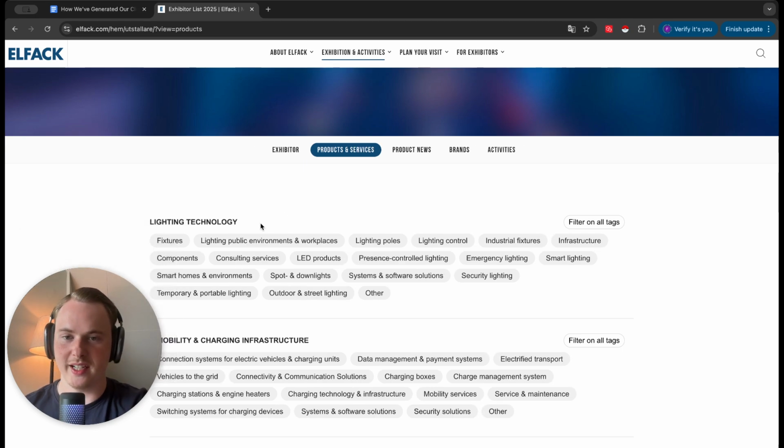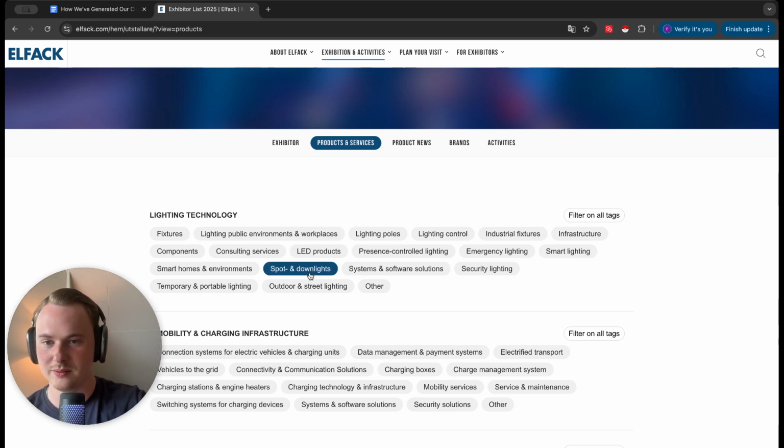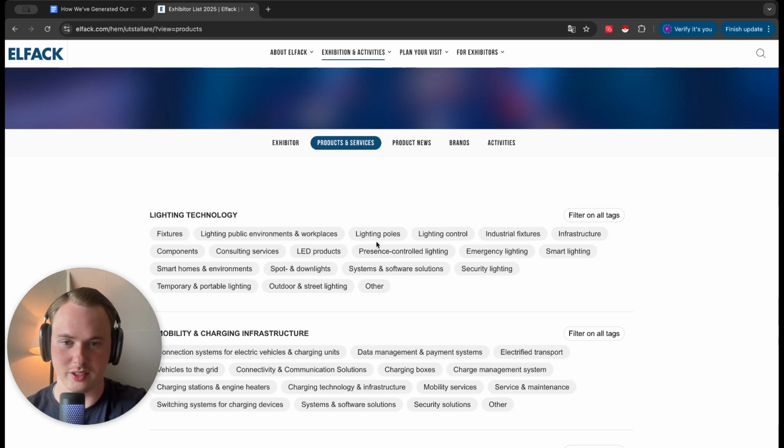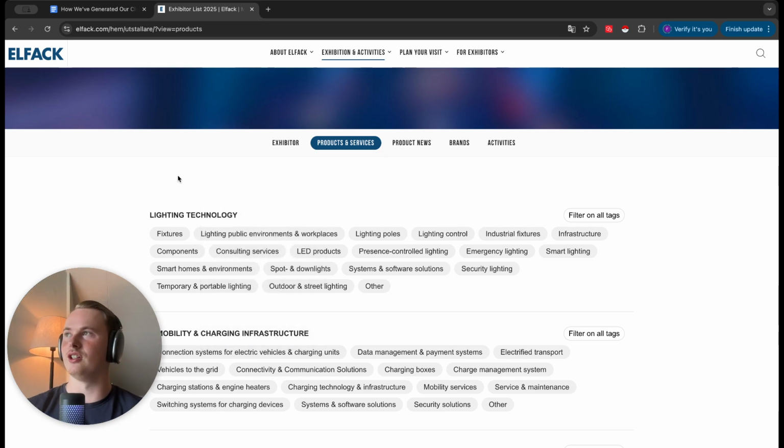Yeah, so companies stand at these events and they showcase their lighting for public environments and workplaces. Okay, that was a good bad example actually, but like lighting poles, lighting control, infrastructure, LED products, and stuff like this. And we are offering SEO for this client.